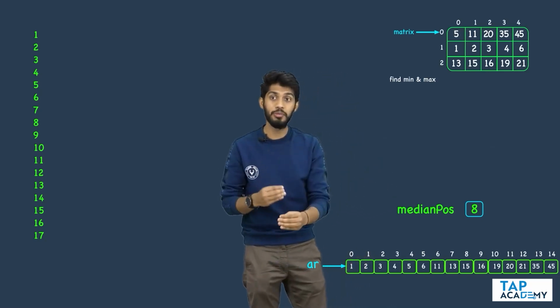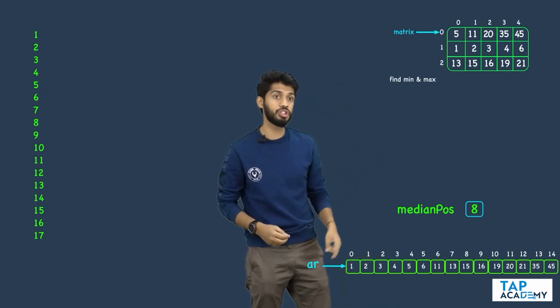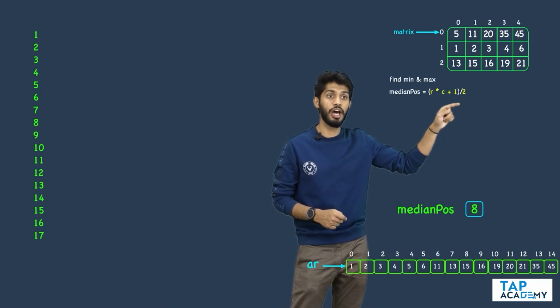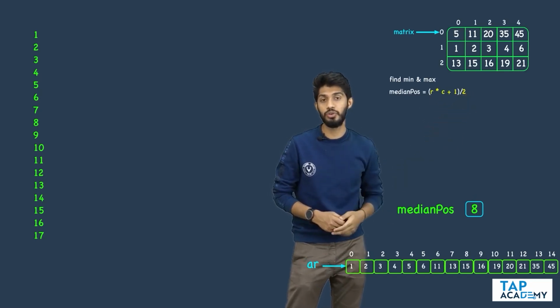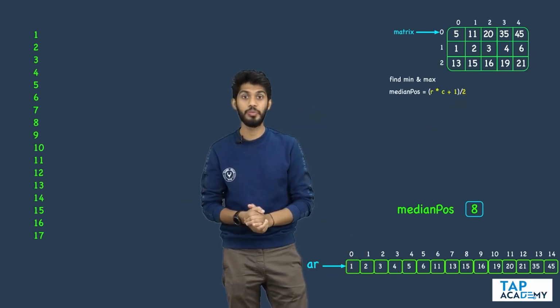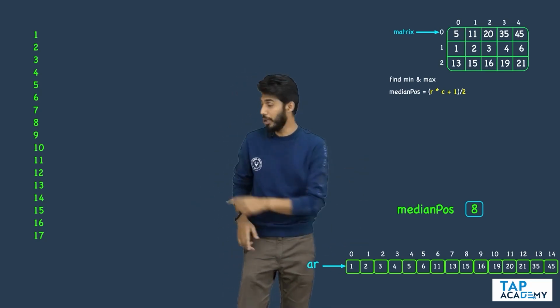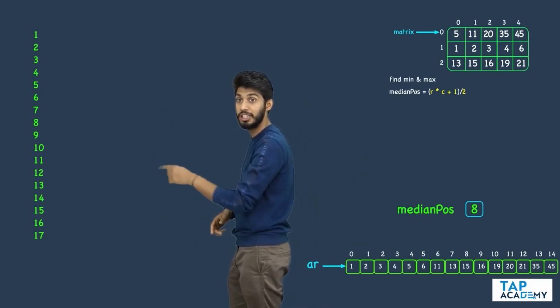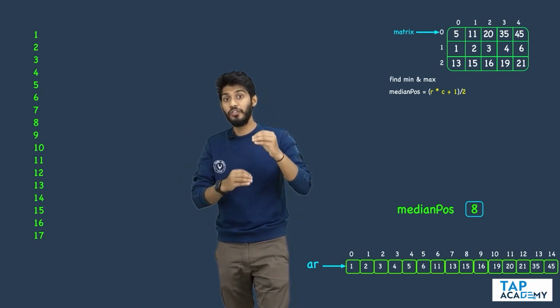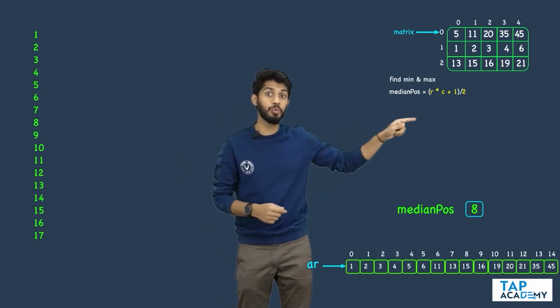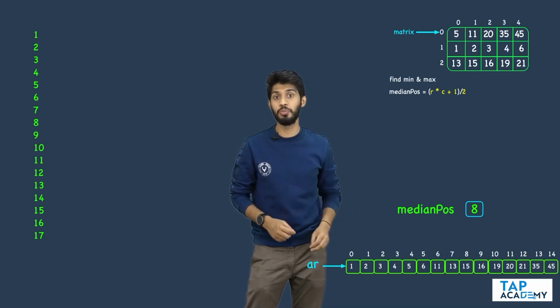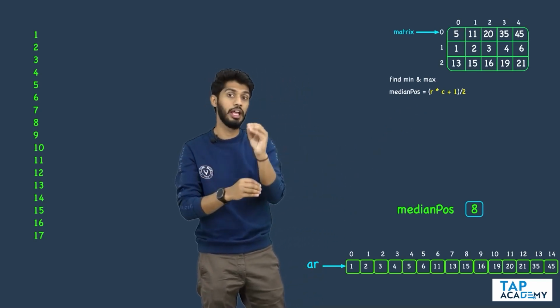So how do I find the value of the median position? Very simple. Median position is equal to R into C plus 1 divided by 2. You find the median position. Now all that you need to do is apply binary search on all of these elements and then check whichever count matches with the median position, that's your element.